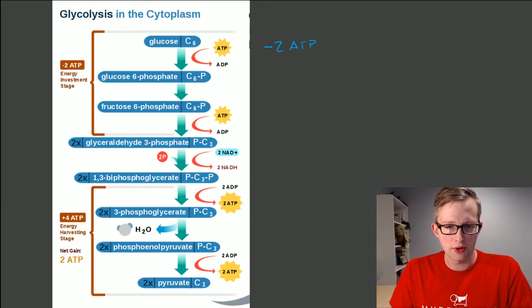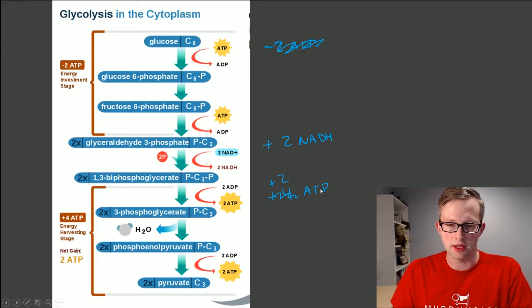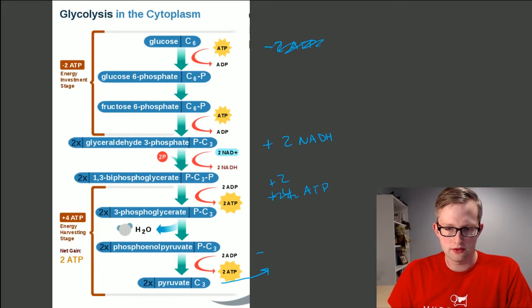Now those 2 molecules are both going to go through the remainder of this process, and what that's going to net us is 2 NADH reduced from NAD, which is one of our major energy carriers in this process, and we're also going to make a total of 4 ATP. So if you get rid of that minus 2, our net gain here is going to be 2 NADH and 2 ATP, and that's for glycolysis. The other thing that's going to be coming out of glycolysis is 2 molecules of pyruvate.